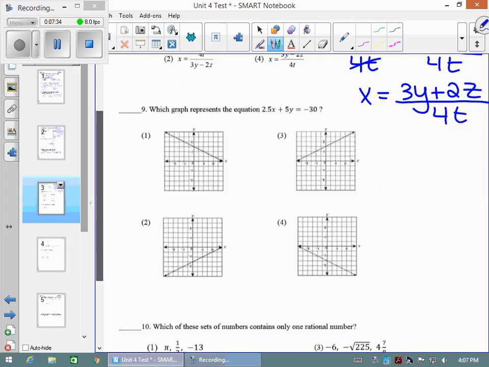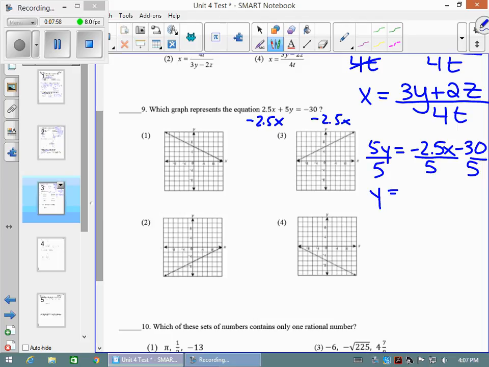Question 9, which graph represents this equation? Okay, so the first thing I want to do if I'm looking at a graph is to rewrite this in mx plus b form. So I'm going to start by subtracting the 2.5x. So I get 5y is equal to -2.5x minus 30, divide by 5, and I get y is equal to -0.5 or -1/2x minus 6.